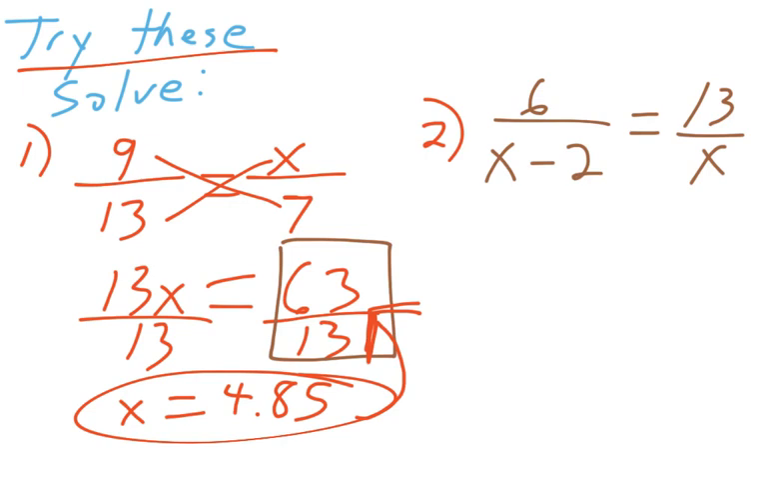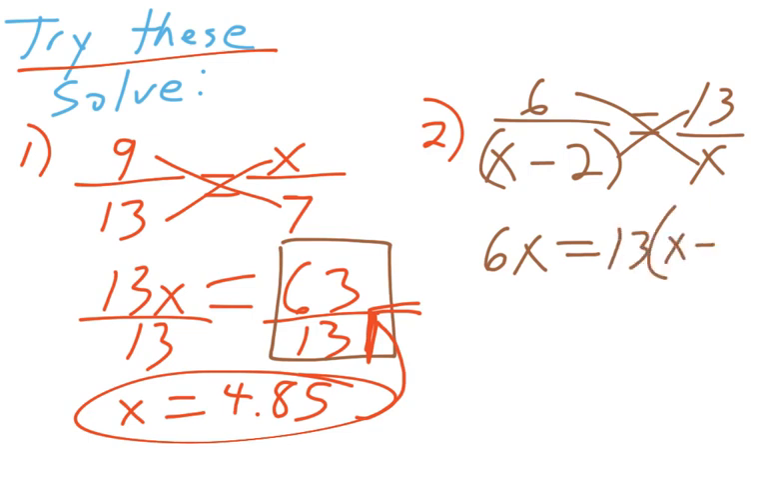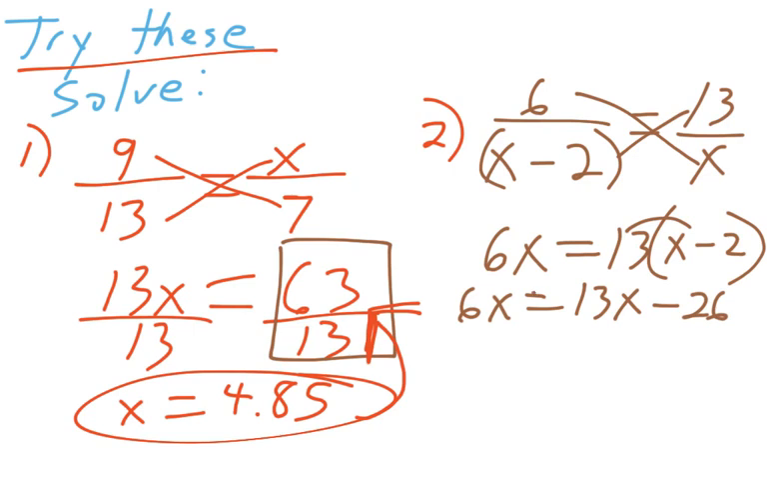Number 2, we cross multiply. 6 times x is 6x, product of the extremes, equals the product of the means. Since there's 2 terms in that denominator of the first fraction, I'm going to put that in parentheses to make sure we distribute that 13 properly. So we'll rewrite the 6x, distribute, we get 13x minus 26.